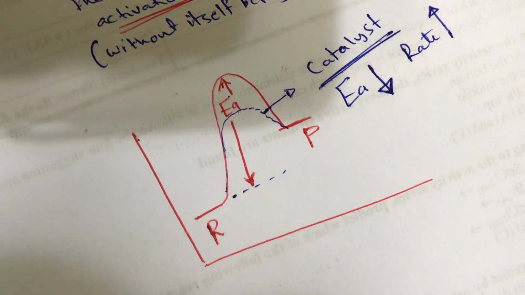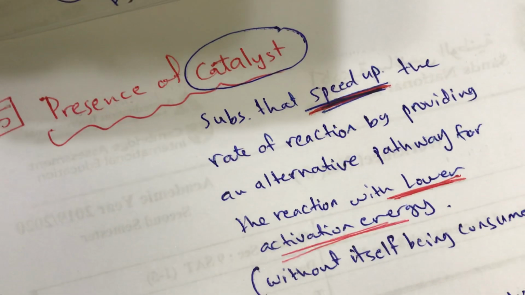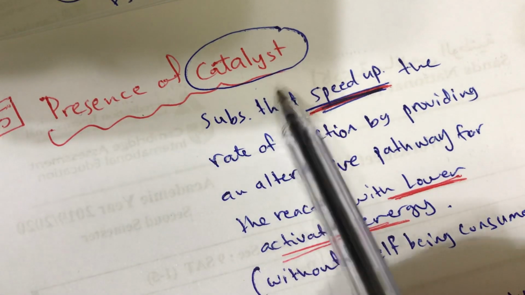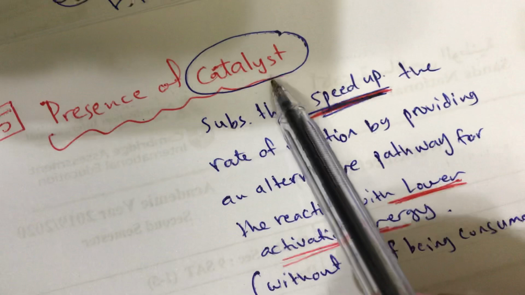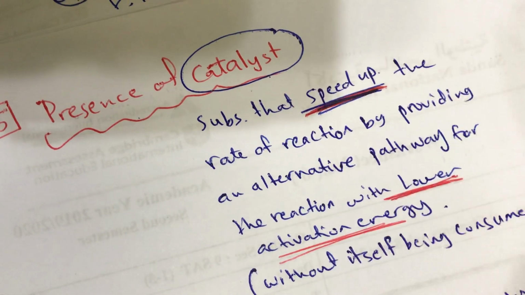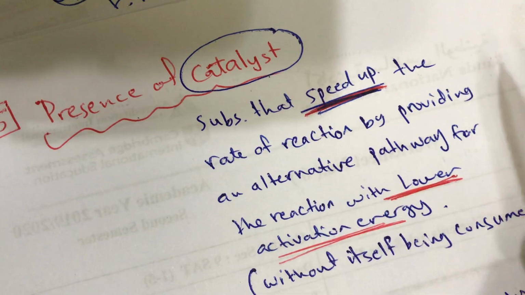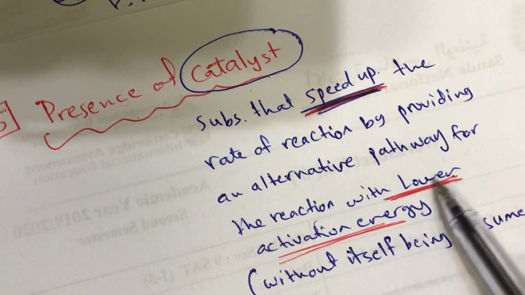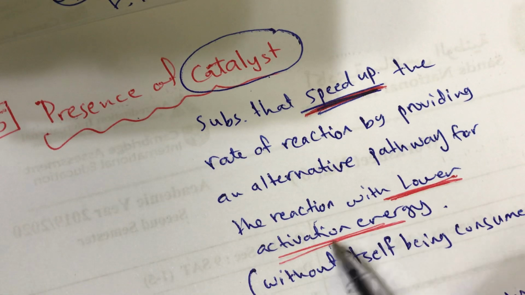So the last factor is the presence of catalyst. As catalyst is used in the chemical reaction, the rate of reaction increases. Why? Because catalyst provides an alternative pathway for the reaction with lower activation energy.